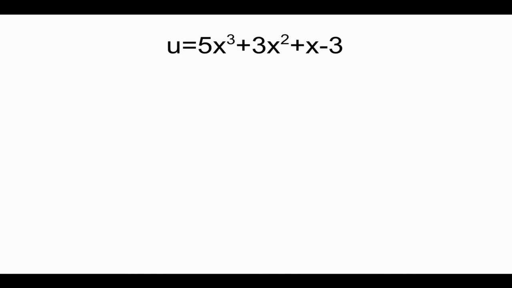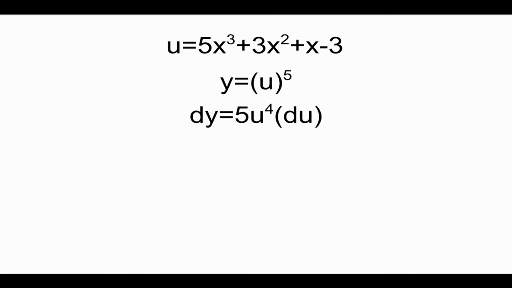So now we can put u into the equation. We can substitute u in, and so now we have y equals u to the fifth. And we can find the derivative of this. It's super easy to find the derivative of this guy. So you get dy equals 5u to the fourth times the derivative of u. All right, so there we go.